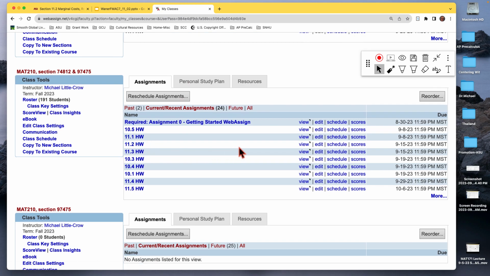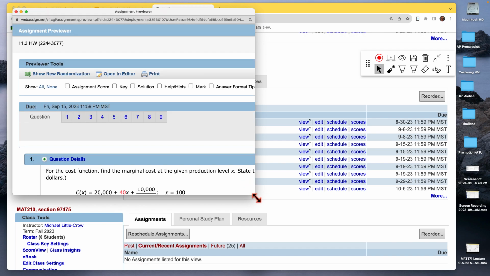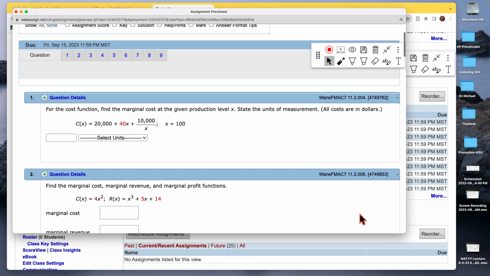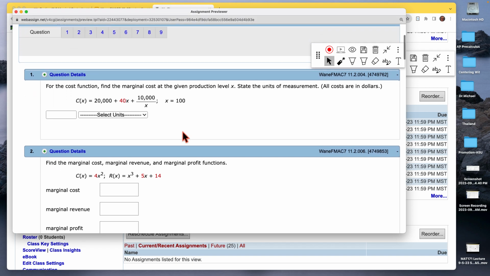Uh, 11.2. So go into this. So again, they give us a cost function. They're getting a little funky here, so there's an x in the denominator. Remember, what did we do with that? Bring it up, make it x to the minus 1 power, take its derivative. So this one's a little trickier, but again, similar.